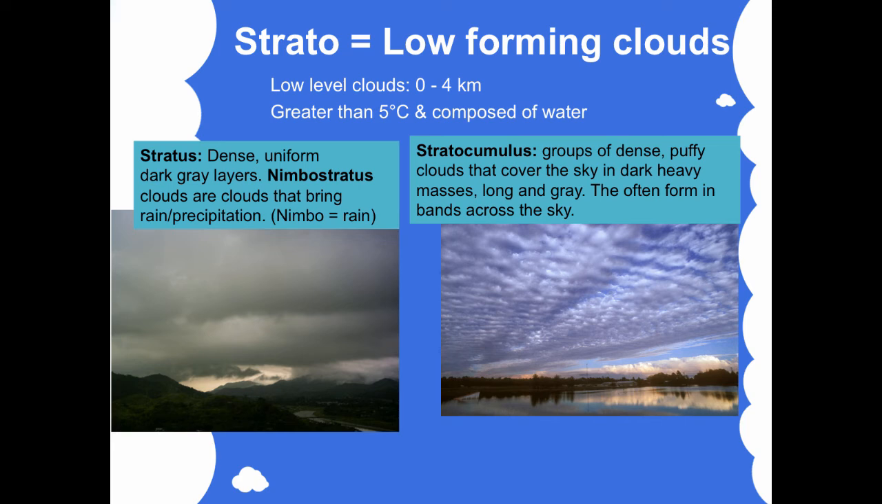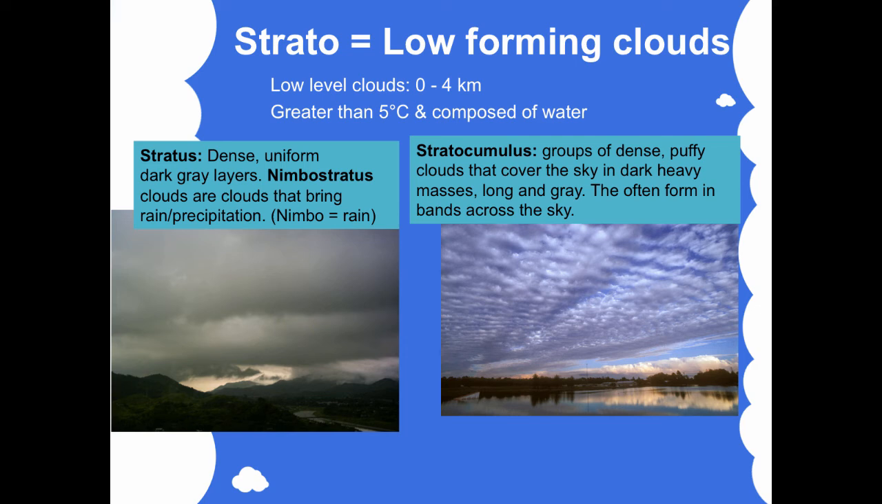Strato are low forming clouds. So these are 0 to 4 kilometers from the surface of the Earth. It's greater than 5 degrees Celsius and mostly composed of water. So you have your general stratus cloud, which is that dense, dark, uniform gray cloud, which usually brings rain. You also have a nimbostratus cloud. And if it's a nimbostratus cloud, you're definitely getting some sort of precipitation because nimbo equals rain. So whenever you put nimbo in front of something, it means some sort of rain cloud.